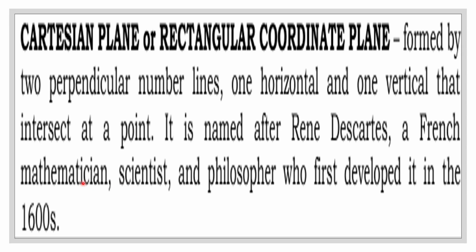Now, let's define some words that we're going to encounter in this lesson. So we have the Cartesian plane, or we can call it the rectangular coordinate plane. It's formed by two perpendicular number lines, one horizontal and one vertical, that intersect at a point. It is named after René Descartes, a French mathematician, scientist, and philosopher who first developed it in the 1600s.